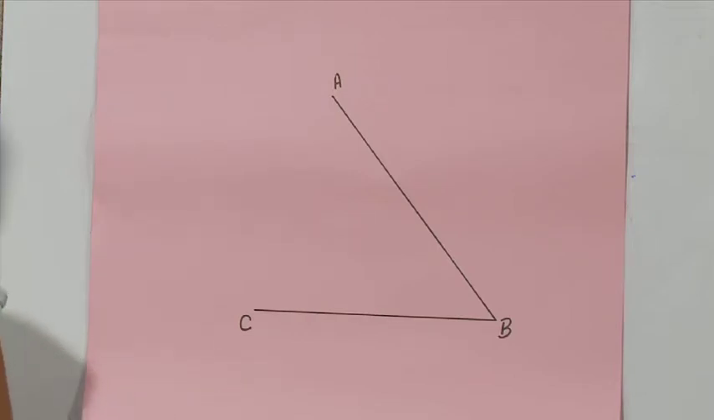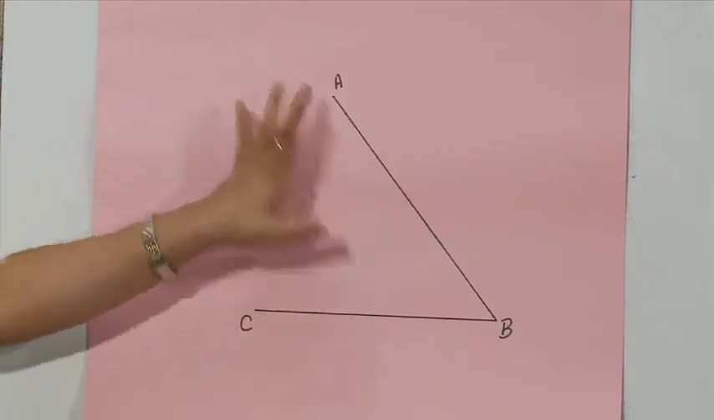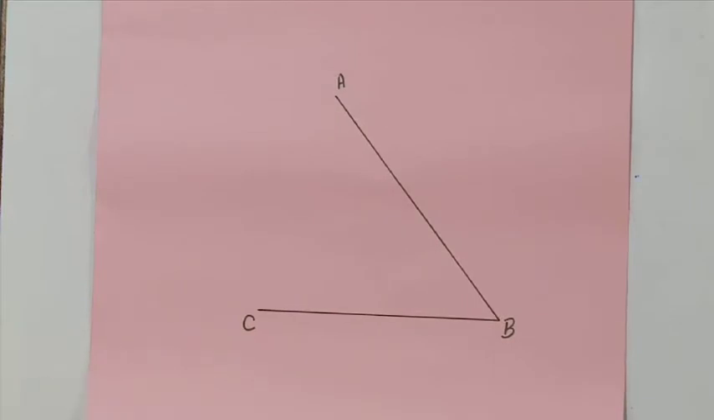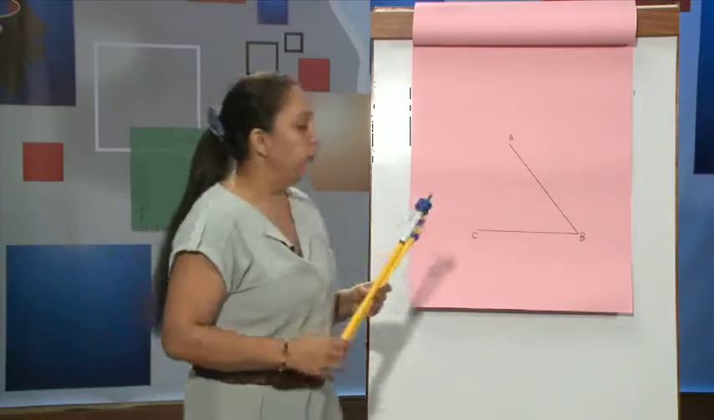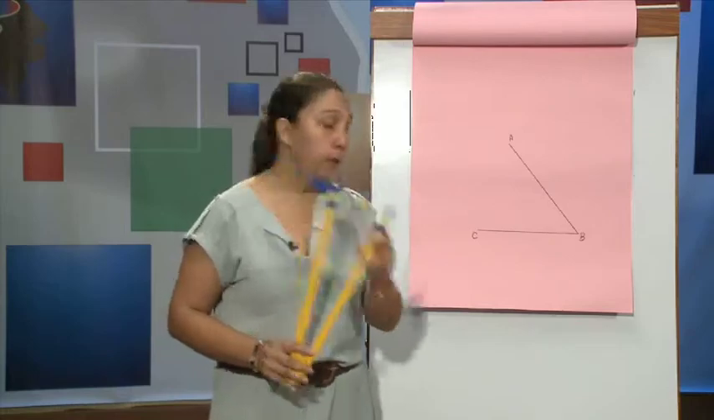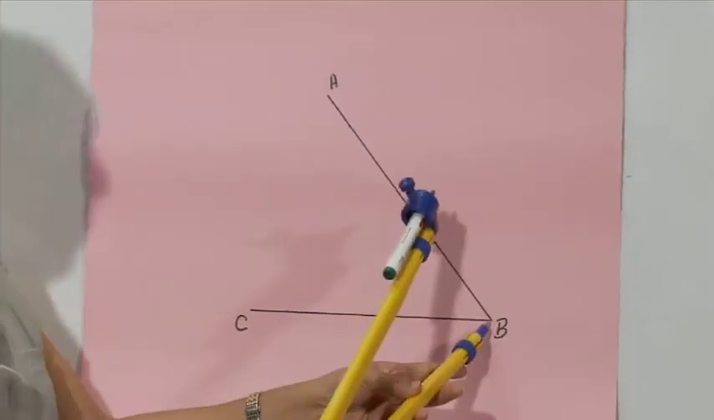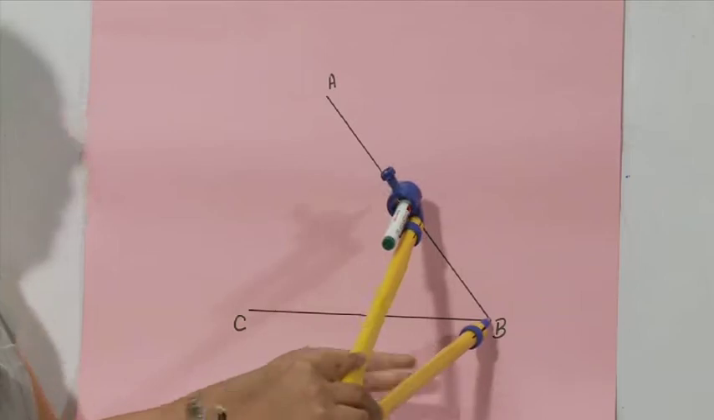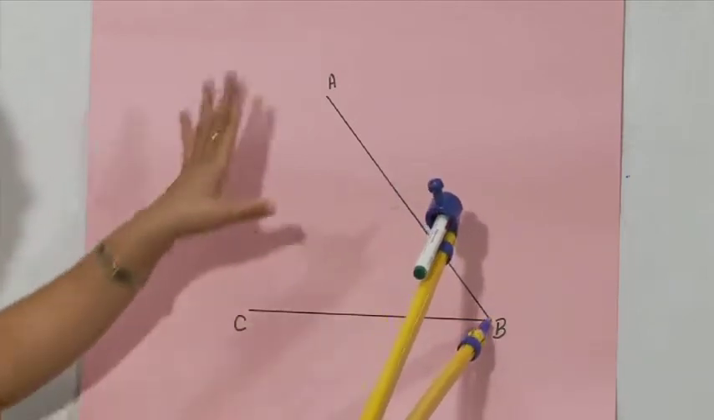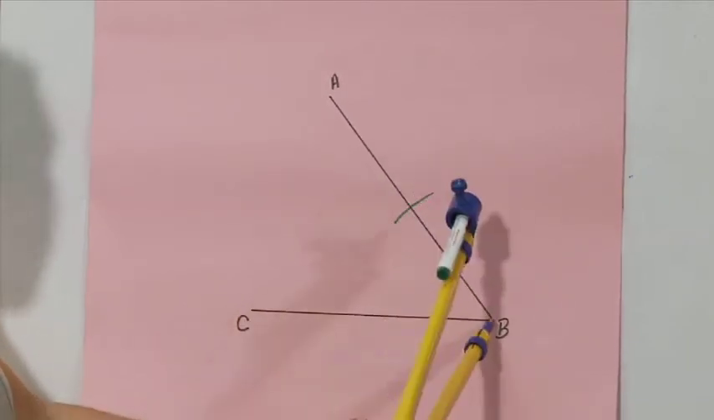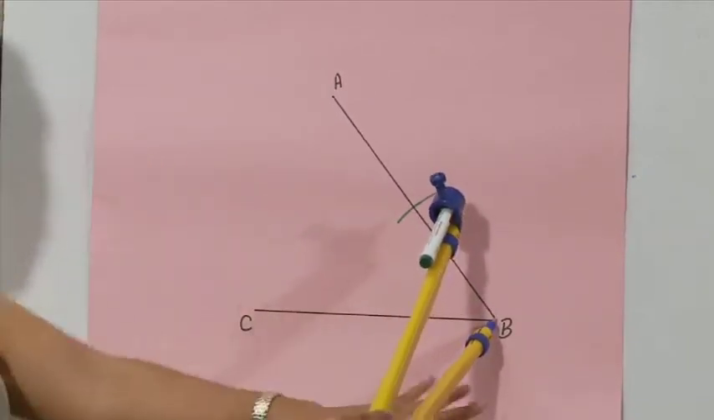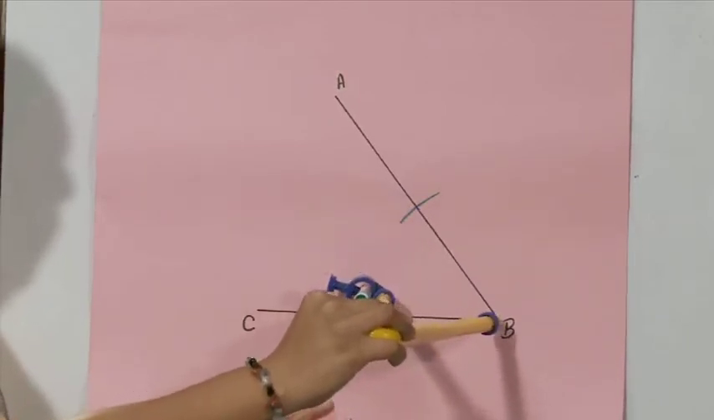How do we proceed? Okay, suppose that you've got this angle ABC. Always we're going to use the pair of compasses. So, you place the pointer on the angle, which is here. Good? And then you will draw an arc that will cut AB like this, but also you will cut BC. Here you are.